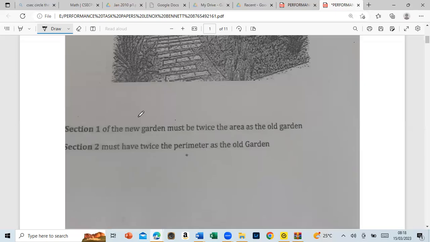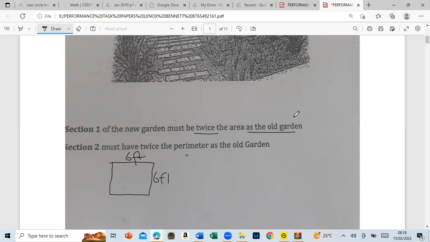Section 1 says the area of the new garden must be twice the area of the old garden. So already, let me give you some information. They are saying that the new garden must be twice the area of the old garden. So let us look at the information that was given. They told us that it was 6 feet by 6 feet. That's the most important part.